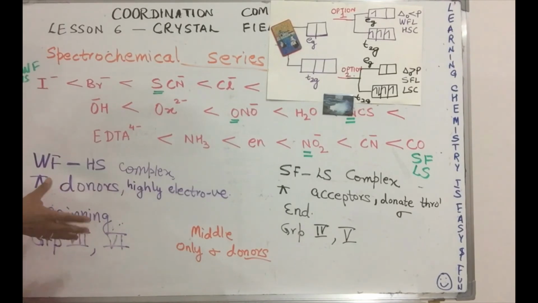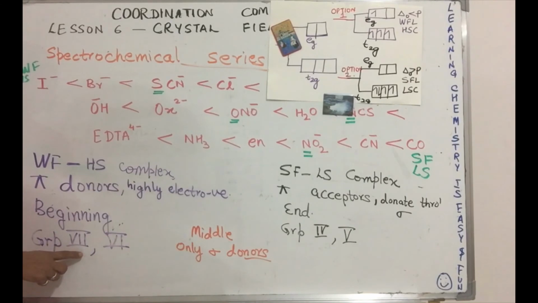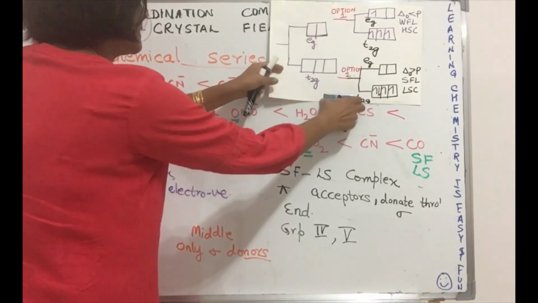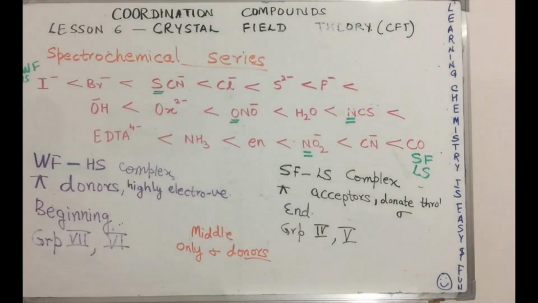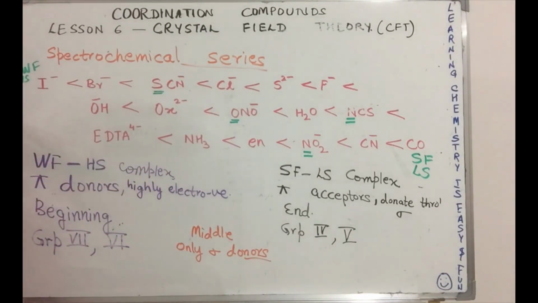How to remember them? Actually, there are a lot of anomalies, but what I have observed personally is that the weak field or high spin ligands are usually those wherein the donor atom belongs to group 6 and 7. But again, I repeat, there are anomalies in this. So for example, iodide, bromide, the sulfur atom in SCN, chloride, sulfide, fluoride, all these are high spin weak field ligands because they don't want to do away with their electron pair.